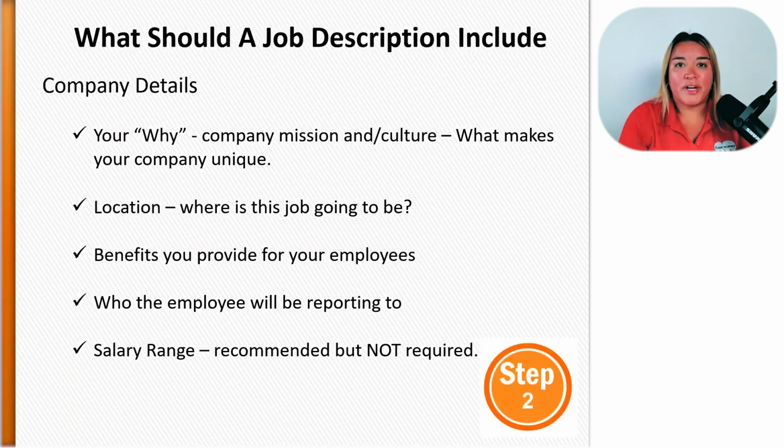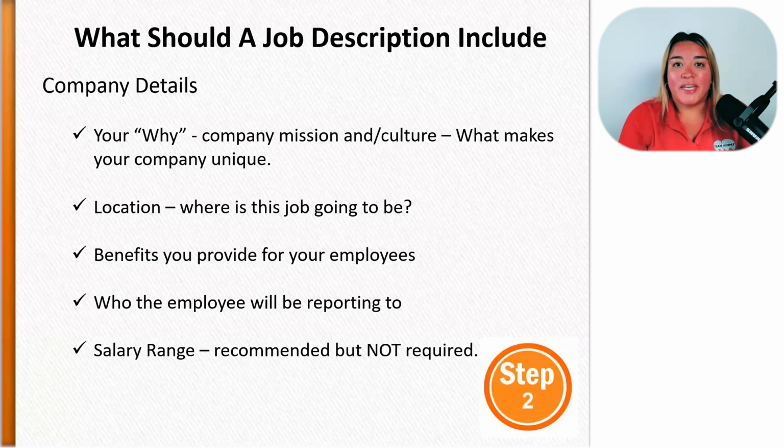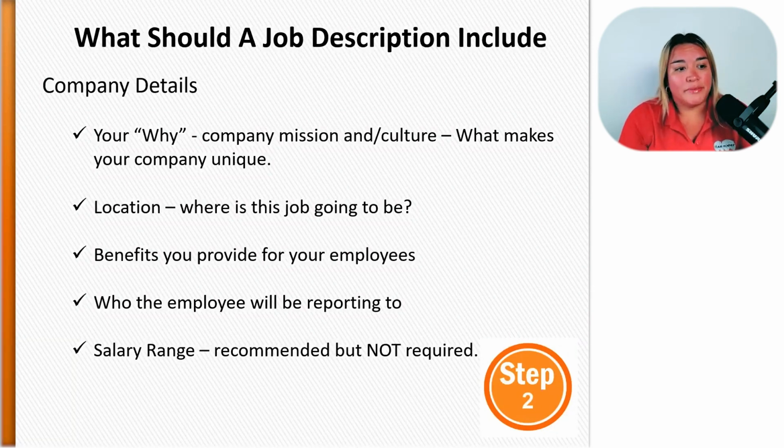The benefits you provide your employees. Do they get vacation time? Are there health benefits? Are there fun benefits that are included? Who is this person going to be reporting to? Who is their boss? What team, what department are they a part of?